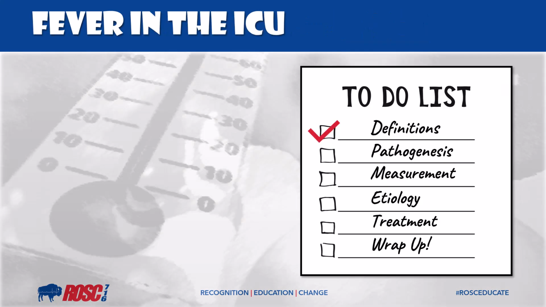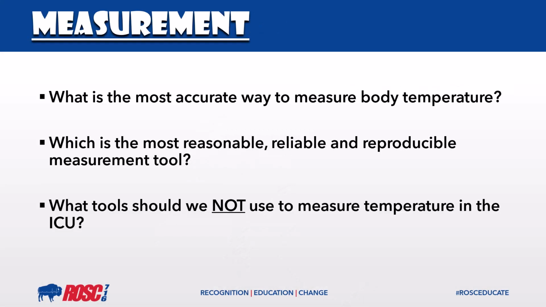Moving along, so far we've covered definitions and we just finished pathogenesis. Now we're going to move on to accurate ICU measurement of temperature. When discussing measurement of temperature in the ICU, I think it's important to understand what the most accurate way to measure body temperature is, i.e. the gold standard. And on top of that, once we've identified the gold standard, what's the most reasonable, reliable, and reproducible measurement tool? Just because we have a gold standard doesn't mean we can use that all the time. And then most importantly, what tools should we not use to measure temperature in the ICU?